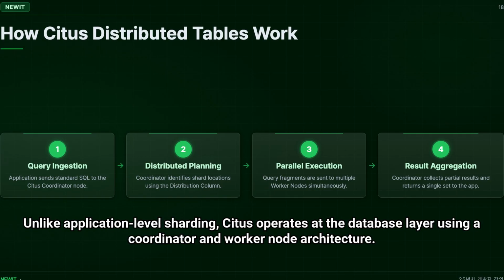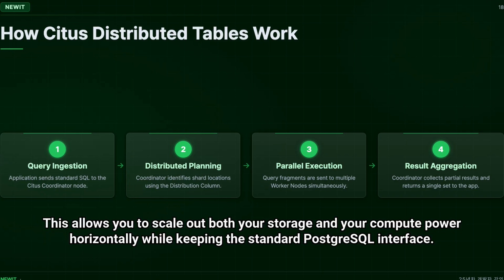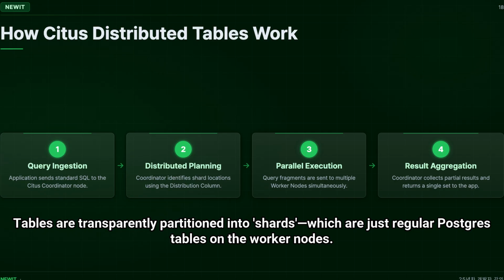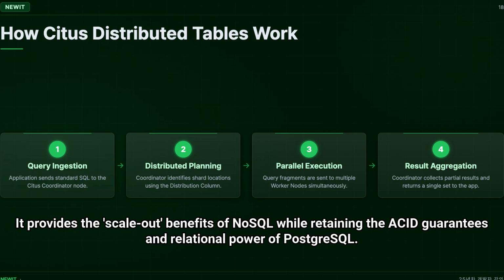Unlike application-level sharding, Citus operates at the database layer using a coordinator and worker node architecture. When you send a query to the coordinator, it parses the SQL, identifies the relevant shards across the worker nodes, and parallelizes the execution. This allows you to scale out both your storage and your compute power horizontally while keeping the standard PostgreSQL interface. Tables are transparently partitioned into shards, which are just regular Postgres tables on the worker nodes. This means your application continues to use standard SQL, and Citus handles the heavy lifting of data distribution and query routing. It provides the scale-out benefits of NoSQL while retaining the ACID guarantees and relational power of PostgreSQL.